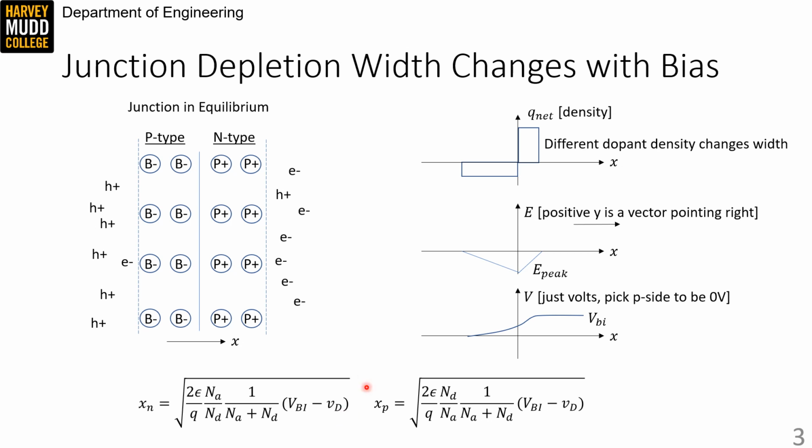Looking at these formulas, we can see that forward biases will reduce this term and this term, causing the depletion region to shrink, while reverse biases will increase both of those terms, causing the depletion region to grow. We also see that higher doping will shrink the depletion region because of this Na plus Nd term in the denominator of both expressions. These are great facts to remember, and I often do that by imagining a forward bias squishing the depletion region together, like a forward bias is pushing it forward, which is physically inaccurate but helps me remember what's going on.